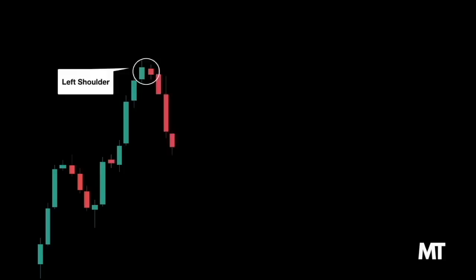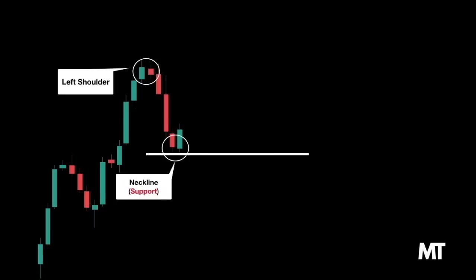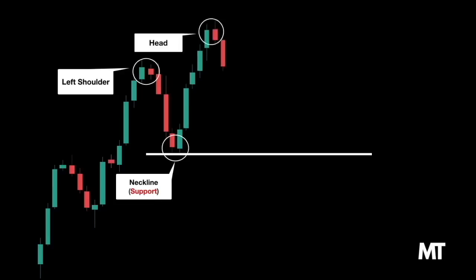Then price pushes back to the downside, and is rejected at a support level, that will become the neckline of the chart pattern. Price then pushes back to the upside, higher than the left shoulder, creating the head of the chart pattern. The head of the head and shoulders acts as a bearish divergence, also known as a liquidity trap. Price then pushes back down to the neckline.